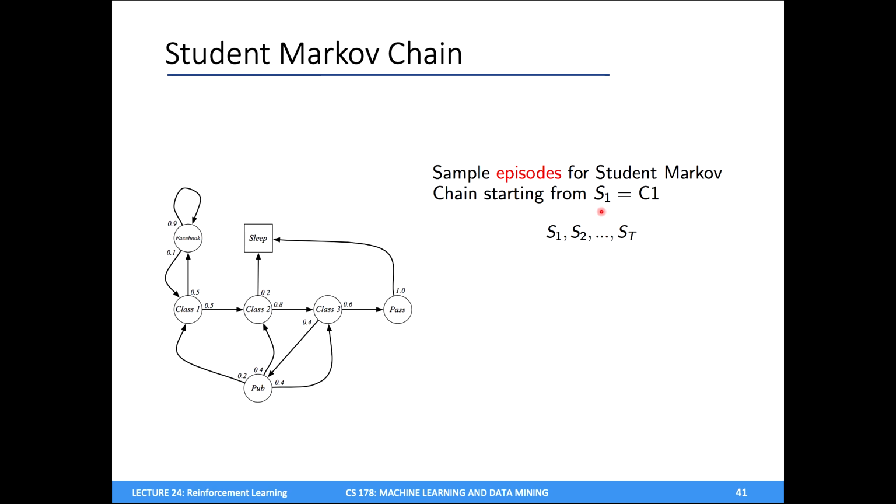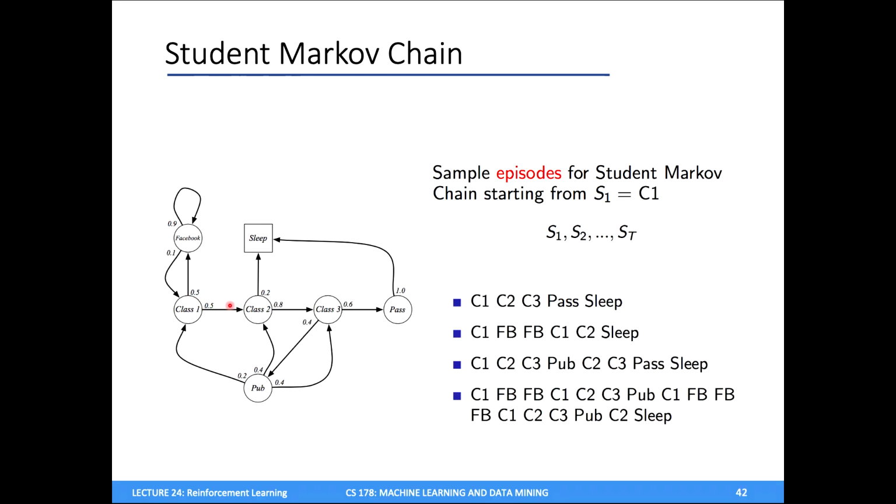So what we're going to do is start our student at state S sub 1 being C1, corresponding to class 1. So I start my student out by going to class. And maybe I simulate this chain. So I observe a student over the course of several days. So they go to class 1 in this first example, they go to class 2, they go to class 3, then they pass and go home and go to sleep. So this is an example of a single episode of this Markov chain. And note that these all end in sleep because once I'm in this sleep state, I don't transition anywhere else. I guess I just stay asleep.